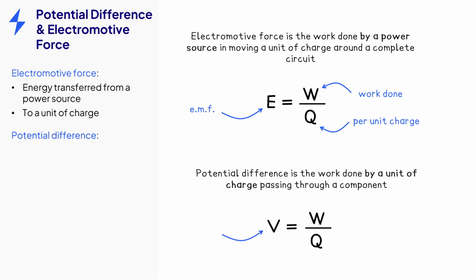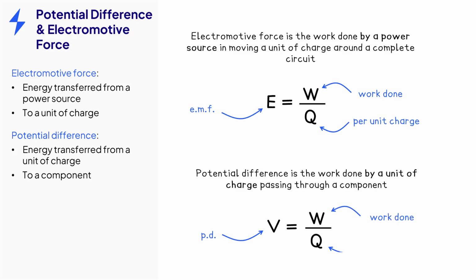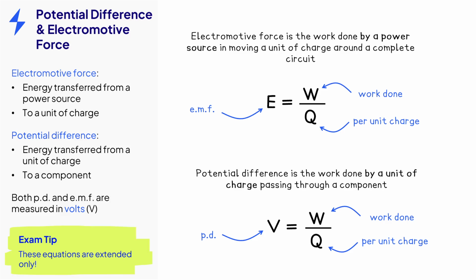Potential difference is the work done by a unit of charge passing through a component. That's work done or energy transferred per unit charge. Both are measured in volts. Things get a little more complicated when you get to A level, but for now they are essentially the same thing, numerically speaking. The difference is that EMF is the energy transferred to the circuit, and potential difference is the energy transferred away from the circuit. You only need to know these equations if you're studying the extended content.